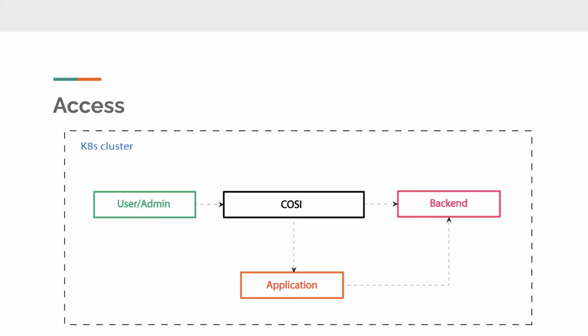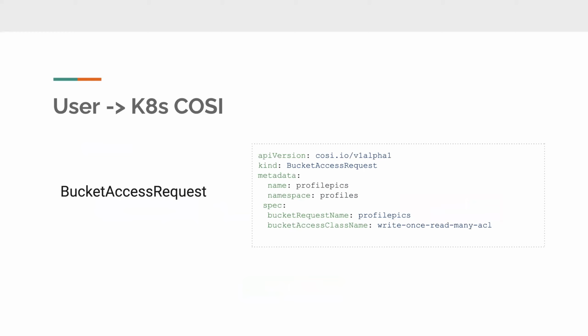Got it. So just like when requesting a bucket, when requesting an access, we've used the object resource type bucket access request. Bucket access request is a namespaced resource. Whichever user requests the bucket access creates this object in their namespace. They specify the name of a bucket request in order to point this access request to a particular bucket, and access types can be grouped into a class, and that's captured in the bucket access class, which is referenced.